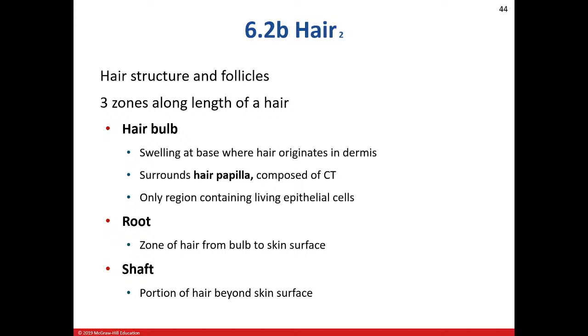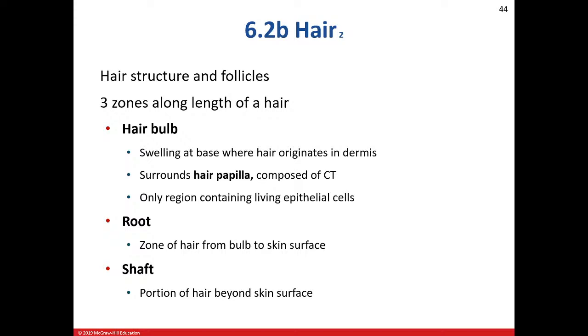All right, so the hair structures and follicles have three zones along the length of the hair. There's the hair bulb, which is at the base, and that's where the hair originates in the dermis. It surrounds a hair papilla, which is made up of connective tissue. And it's the only region that contains living epithelial cells. These cells divide, and when they do, they push the new cells up, and then eventually those cells will die and become part of the hair.